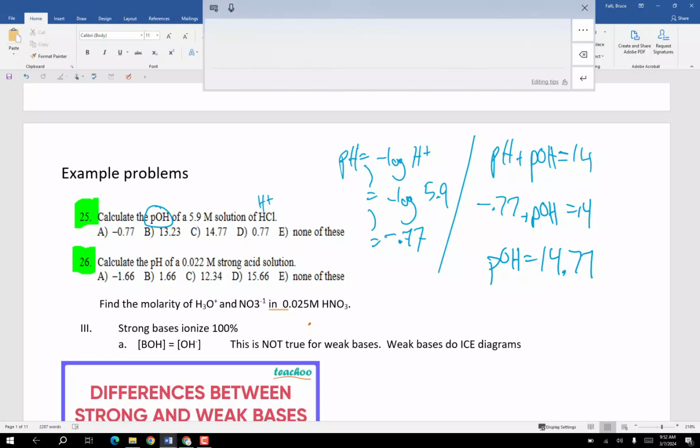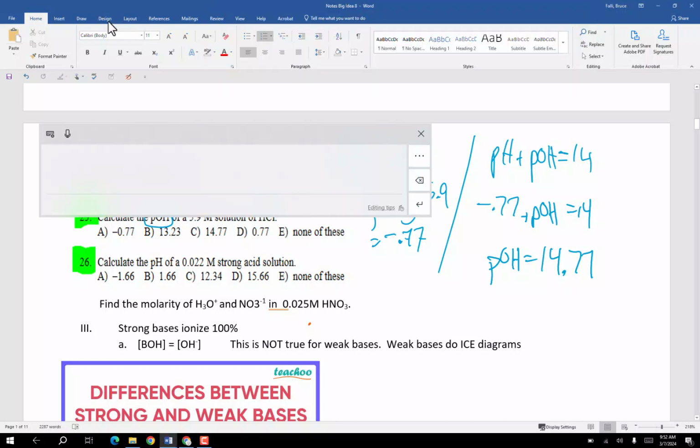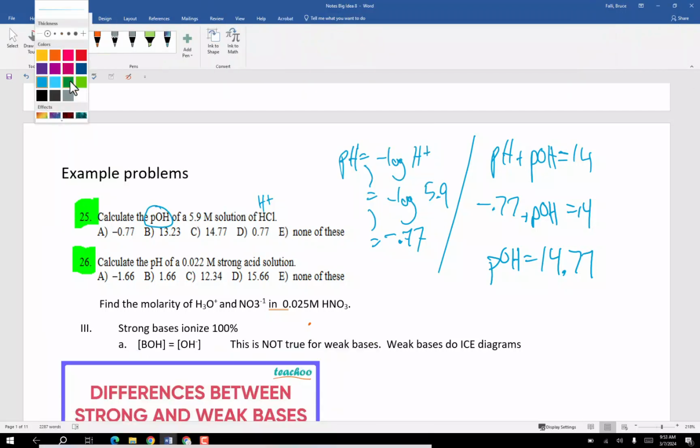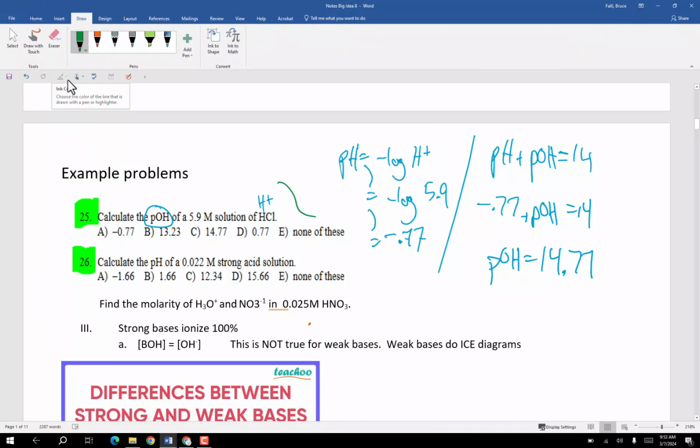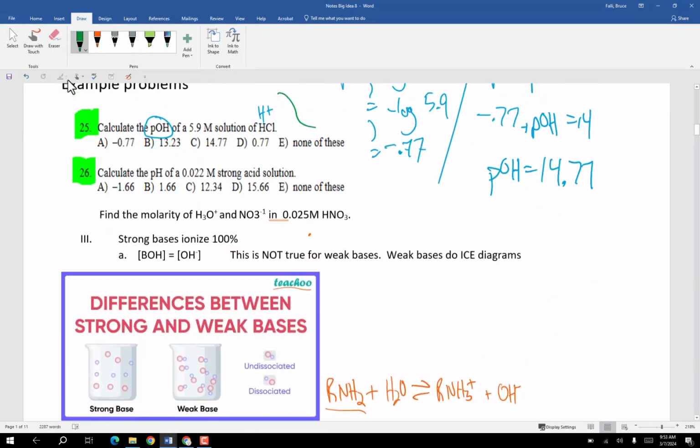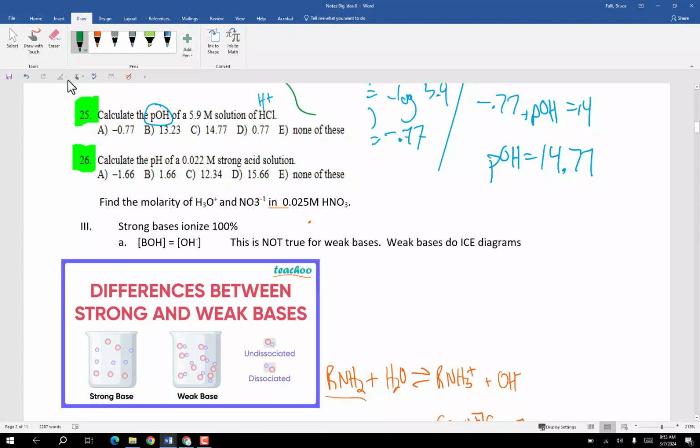Calculate the pH of a 0.022222 molar strong acid solution. I want to change my color. I'm feeling green. Okay. So I'm right here. So all I'm going to do for a strong acid, because it's a strong acid, that means that molarity equals H positive concentration. So pH equals negative log 0.022. So negative log 0.022 is 1.65. There you go.